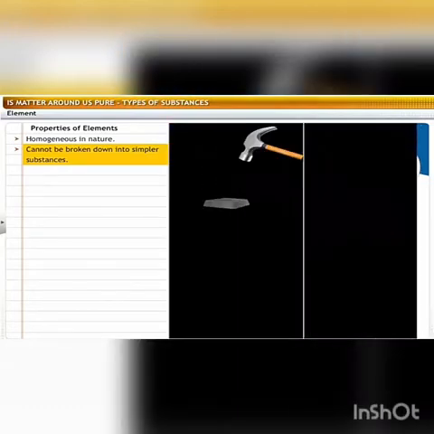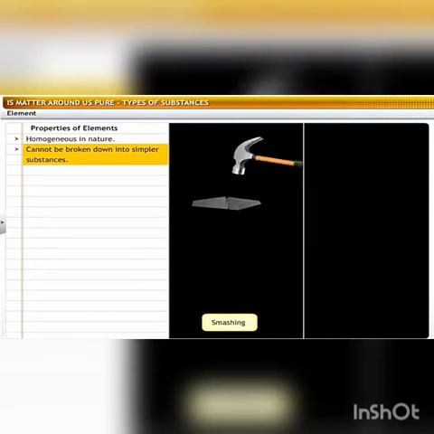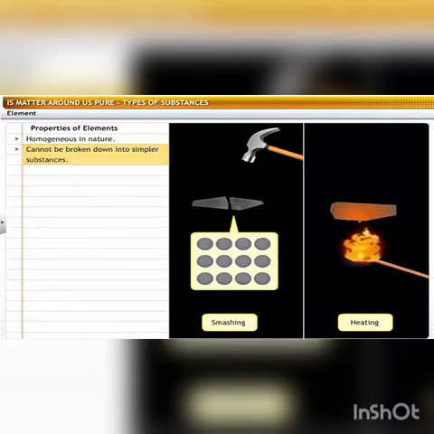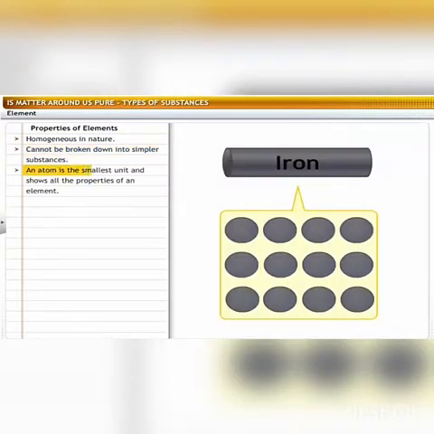For example, if you were to smash a piece of iron into small pieces or heat it, the piece still remains as the element iron. An atom is the smallest unit that shows all the properties of an element. For example, an atom of iron shows all the properties of that metal.